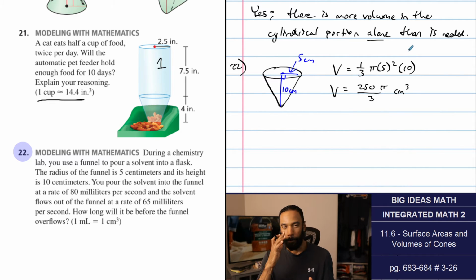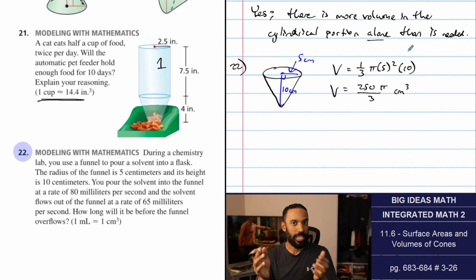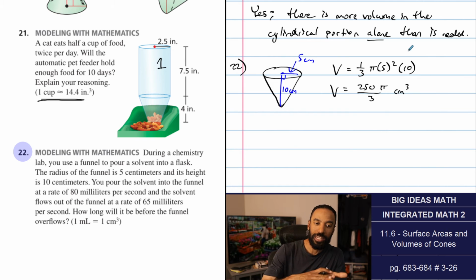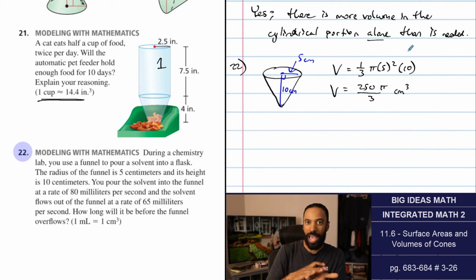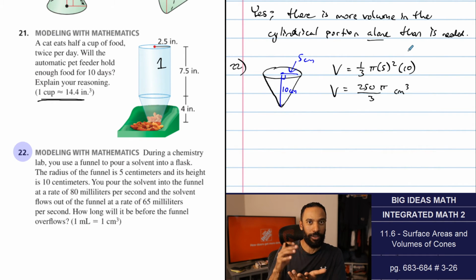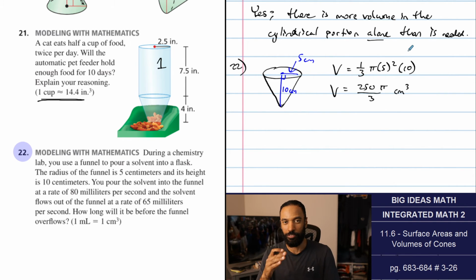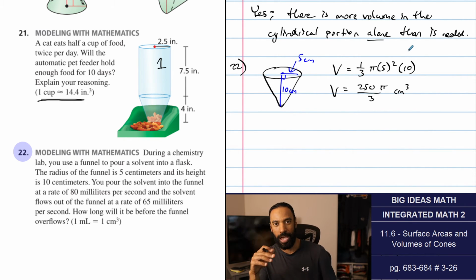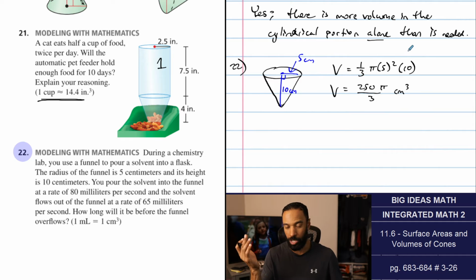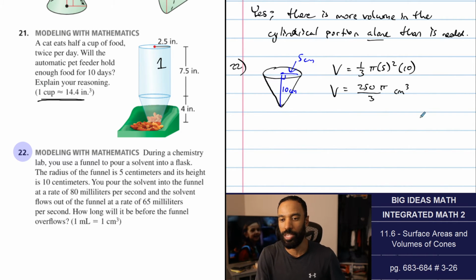That means that there's a net difference. Every second, there's another 15 milliliters that is adding into your funnel over time. Every second is another 15 milliliters because there's less coming out than there is coming in. There's more coming in than there is coming out. So every second it's another 15.